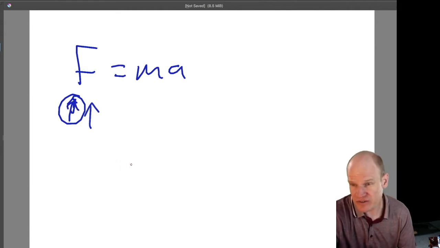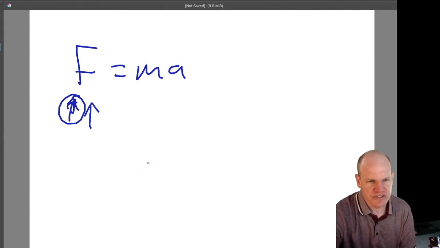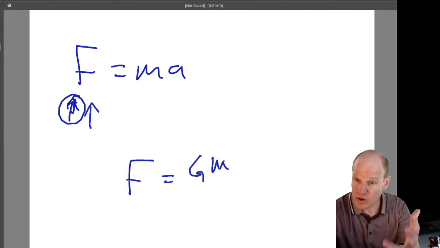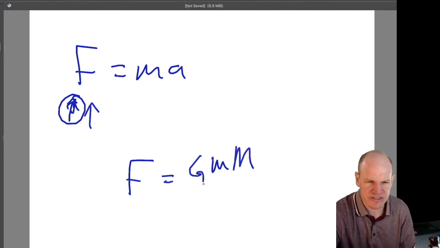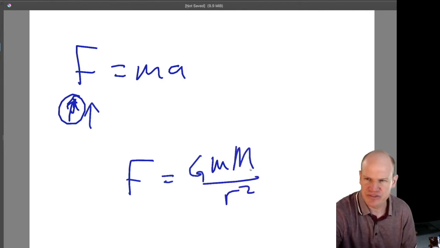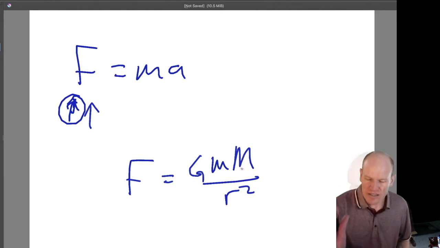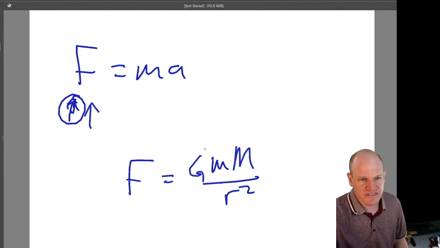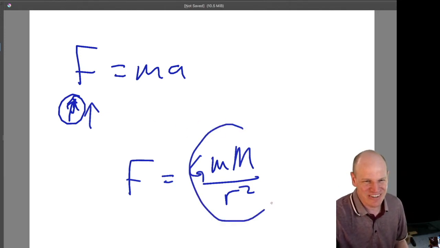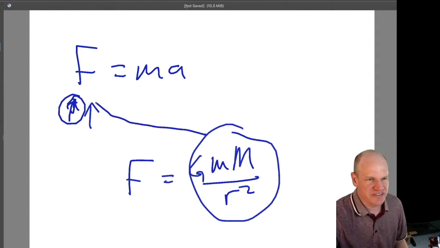And what he devised was that the force of gravity is proportional to, with the constant of proportionality big G, the mass of one object times the mass of another object divided by the separation of the two objects squared. So this is the separation along a particular line. Okay, so this is the force of gravity, and this would feed into that part of the equation.